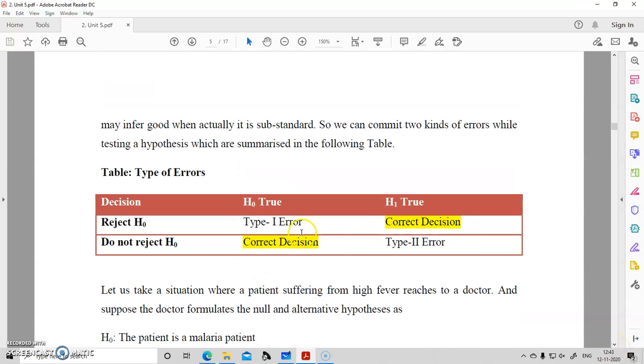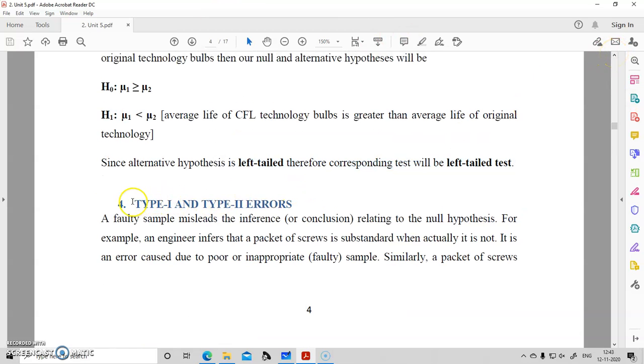Now, the important thing we are going to learn about is type 1 and type 2 errors. Whenever we frame the hypothesis and we are going to test the hypothesis, for testing it we are supposed to take a sample. Suppose the way the sample is selected is not correct, then whatever we infer from the sample, the conclusion may not be correct. So a faulty sample misleads the inference or conclusion relating to the null hypothesis. If you take a faulty sample, then the conclusion using that sample will not be correct.